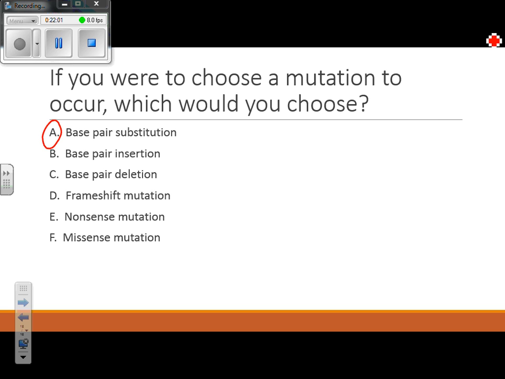A nonsense mutation is where a message is started and then it's stopped before you get to the end. So it's an incomplete message, which is usually non-functional. A missense mutation is where you have different amino acids in certain places and you have different messages being sent. So the one that could potentially be what we call a silent mutation is the base pair substitution.